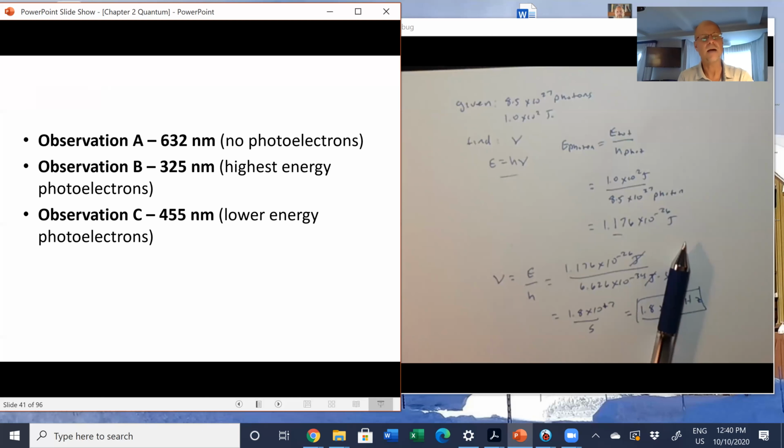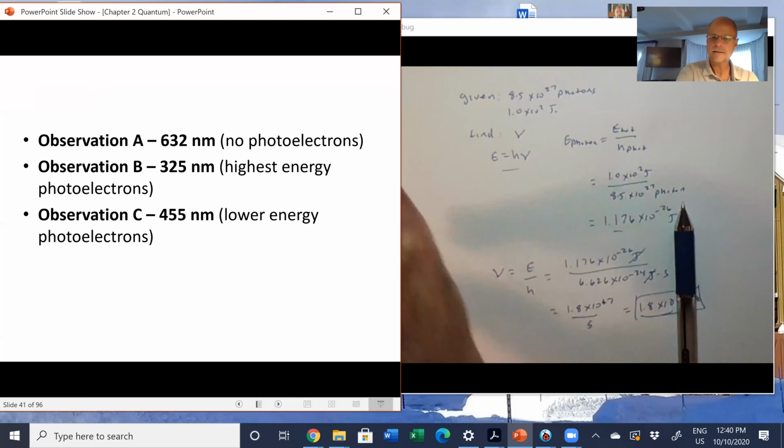And then finally, observation C was 455 nanometer light, and that's kind of in between, right? There was enough energy in the photon to emit photoelectrons, but they weren't quite as energetic as the ones emitted by the smaller wavelength of light. Okay? All right, let's keep going here.